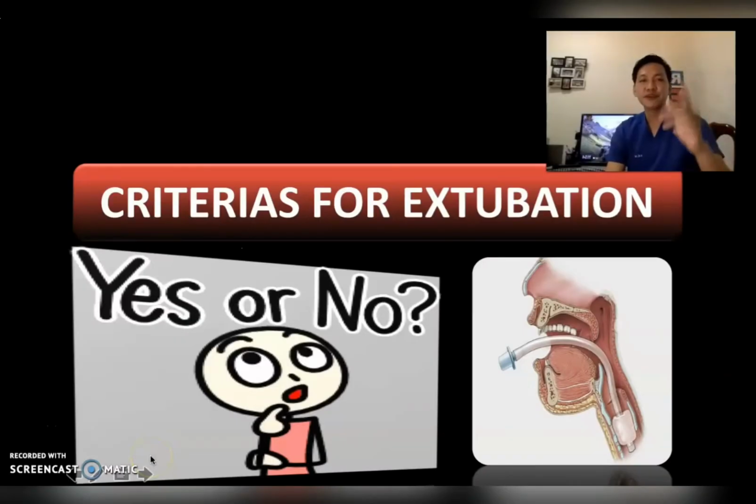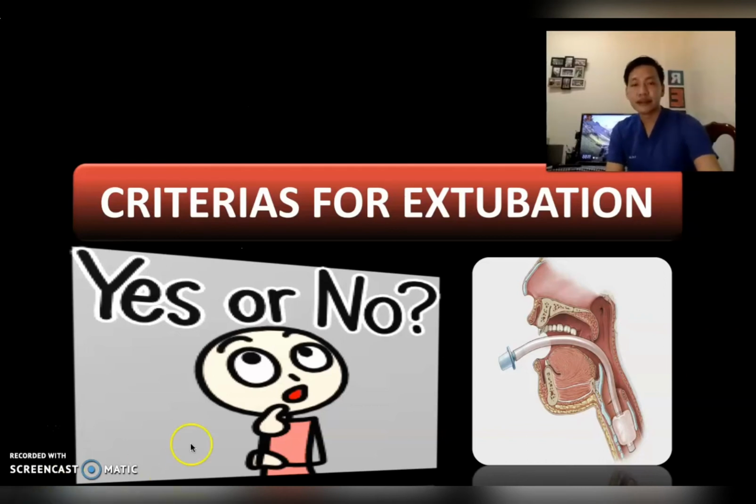Good day everyone. For today, I'll be discussing with you the criteria for extubation. When we talk about criteria, it's a matter of a yes or a no. Before we proceed with a procedure or before we do anything, we should meet all the criteria first. Extubation simply means the removal of the endotracheal tube, or the final step of liberating the patient from mechanical ventilation.